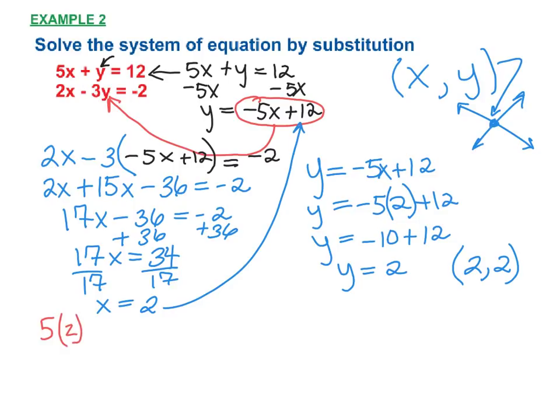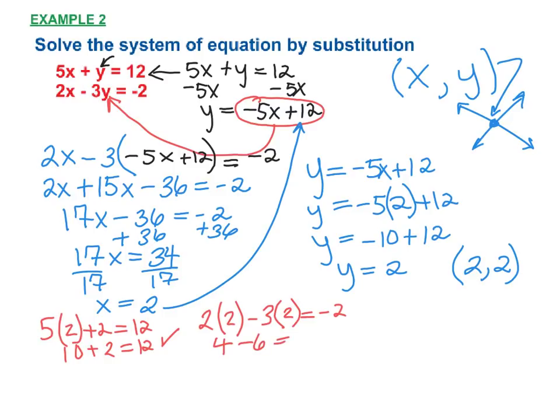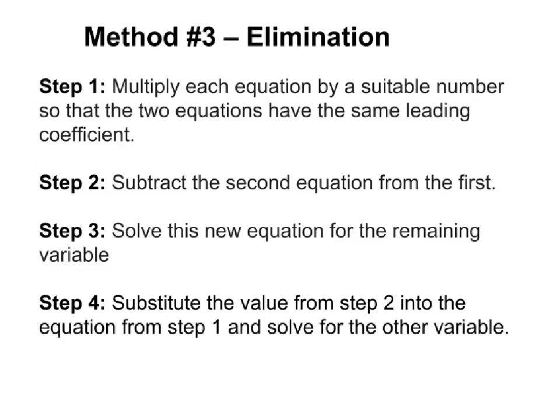5 times 2 plus 2, that's 10 plus 2. Does that equal 12? Yes. And then the second one, that's going to be 4 minus 6. Does 4 minus 6 equal -2? Yes, it does. So that works out.